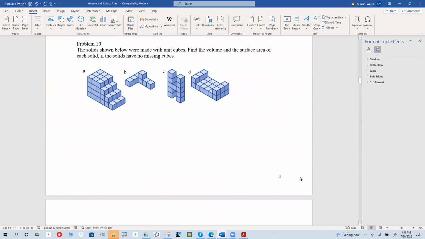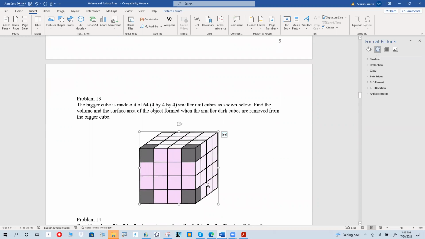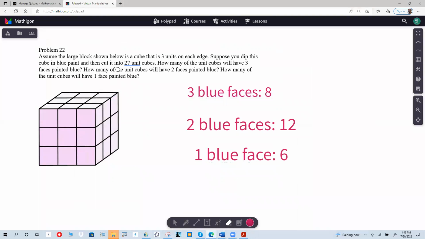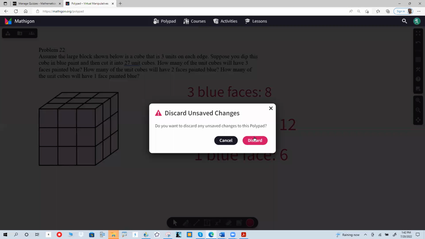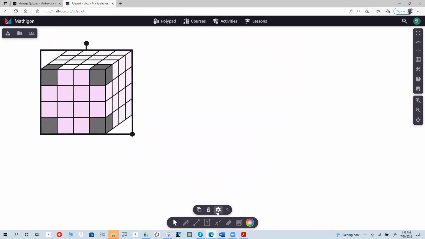There's one right there. Yeah, I'll just take this one. Ignore the gray pieces, right? Yes, sir. Got it? Okay.